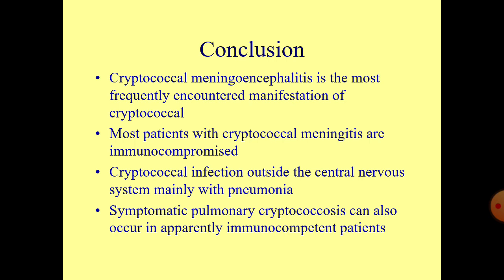So in conclusion, cryptococcal meningoencephalitis is often the most frequently encountered manifestation of cryptococcus. Most patients with cryptococcal meningitis are immune compromised, and as we said, the extrapulmonary disease is mainly CNS. Symptomatic pulmonary cryptococcosis can also occur in apparently immune competent patients. And thank you very much.